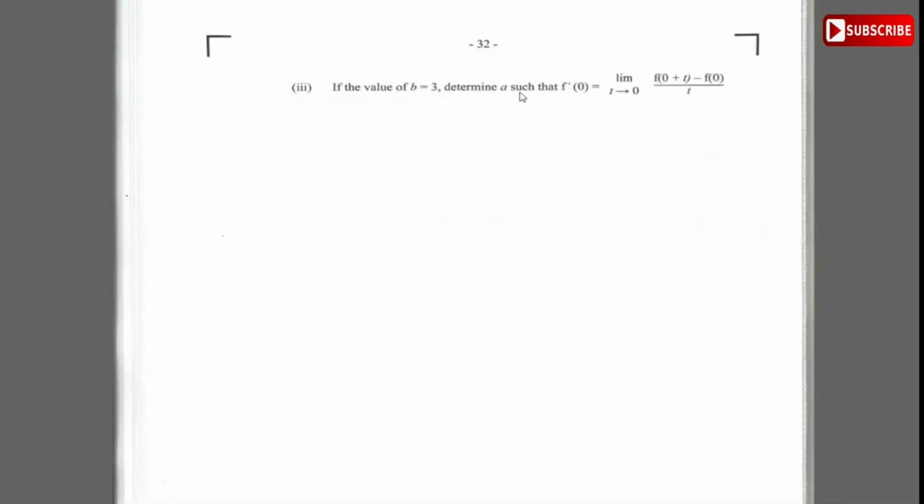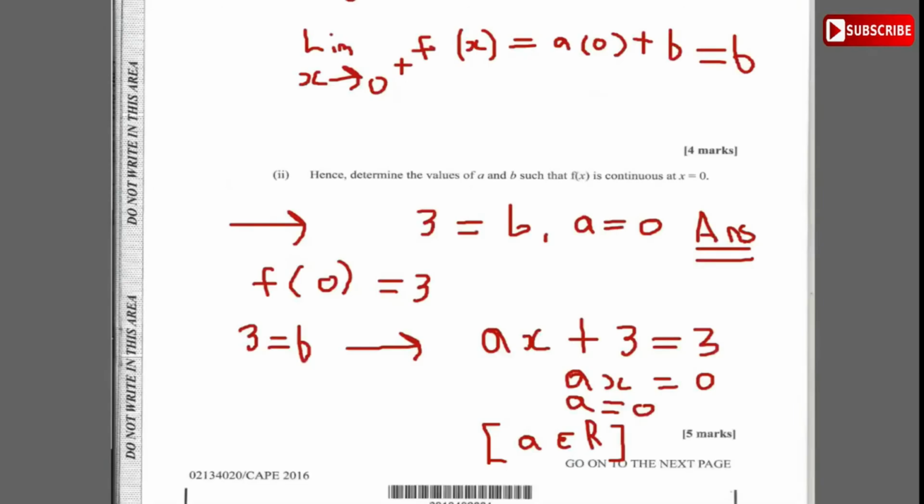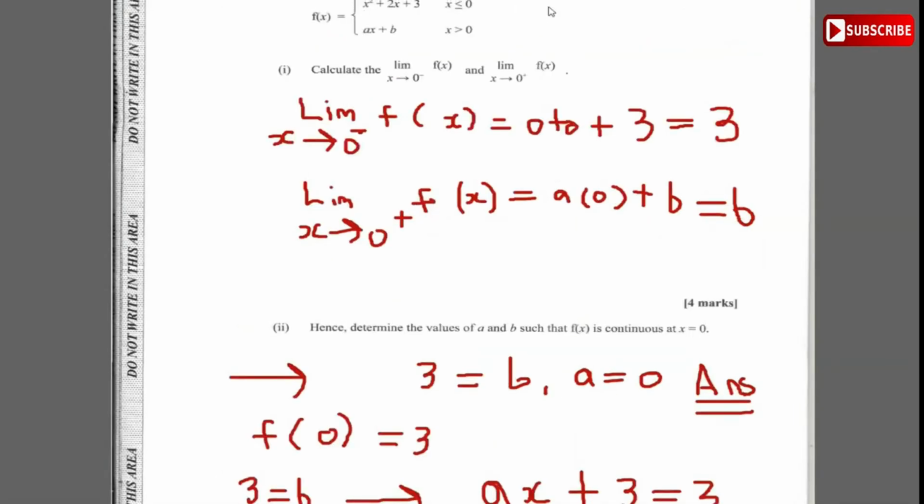Well, if b is 3, determine a such that f prime of 0 is the limit of f of 0 plus t minus f of 0 over t. So for f prime of 0, I'll work with the function that's defined. Going from here, I know that f prime of x would be, x squared gives 2x, plus 2. That's 2x plus 2. And when you plug in 0, I'm getting that f prime of 0 is 2.